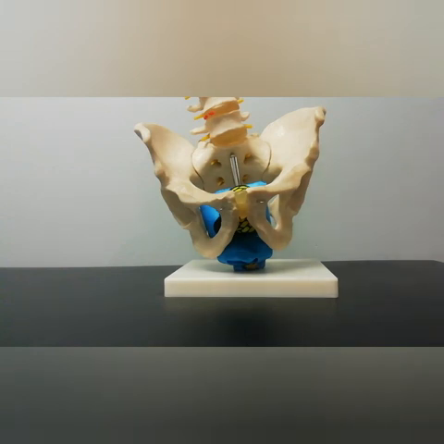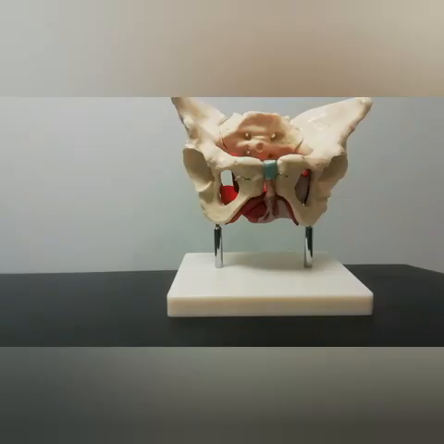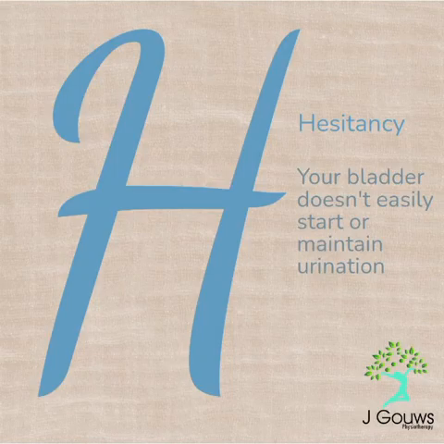G is for genitopelvic pain and penetration disorder. This is a term that has recently been introduced to describe an umbrella of different symptoms and previously defined conditions. So this refers to any pain in or around the pelvis or genital area, or pain related to penetration specifically. H is for hesitancy.